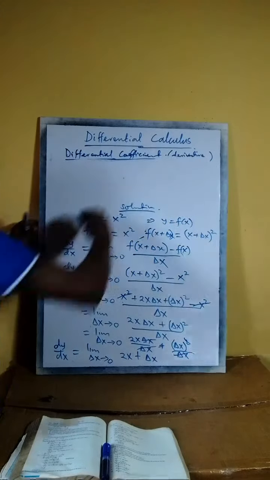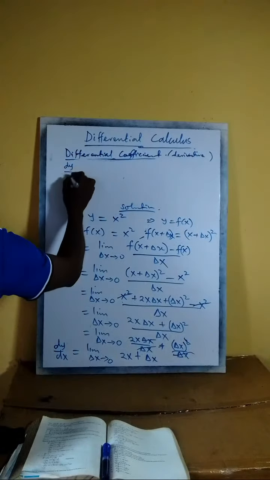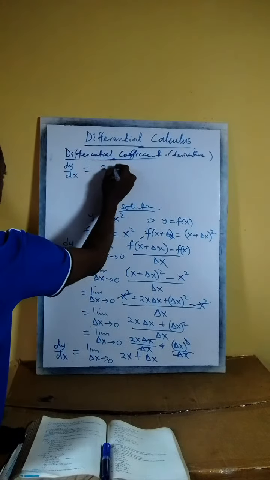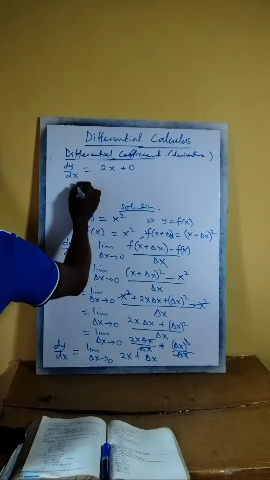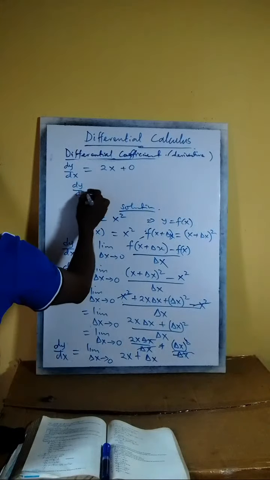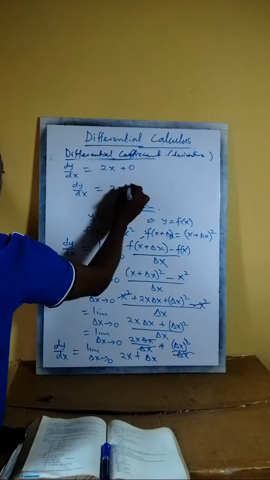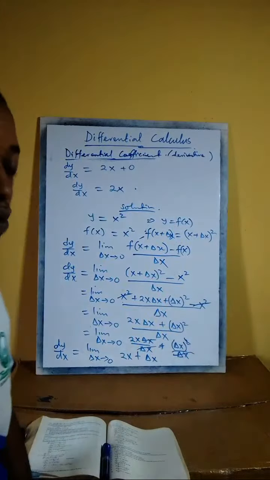So it implies that dy/dx will then be equal to 2x plus 0 from there. And finally, dy/dx is now equal to 2x. So that is the derivative of the function given from the first principle.